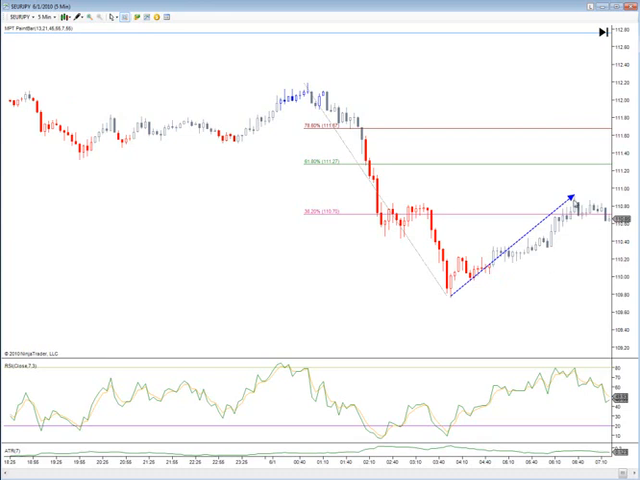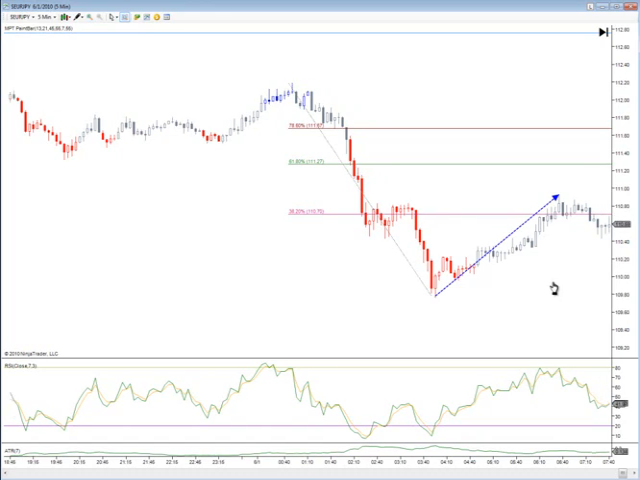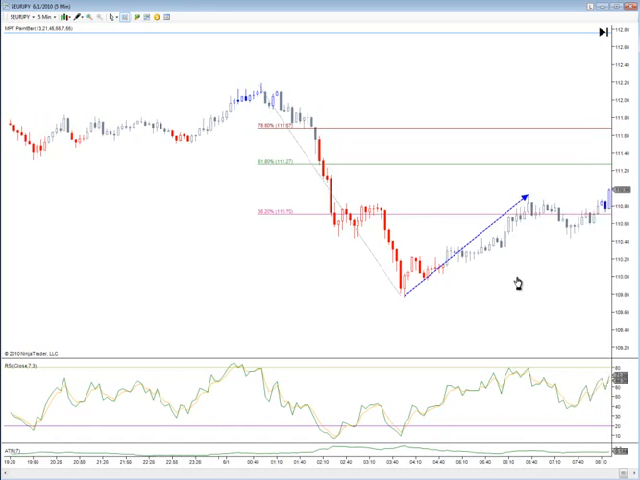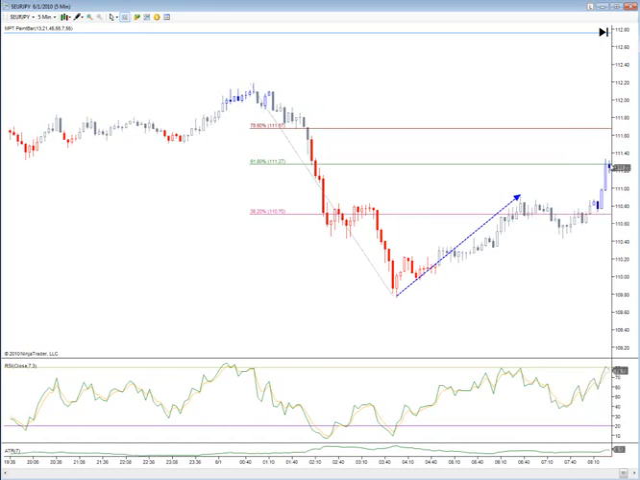It's not an impulse leg because we didn't break any structure. No structure was broken here. We didn't get a break above, close above, even this consolidation area here. Market pulls back and then rallies higher.